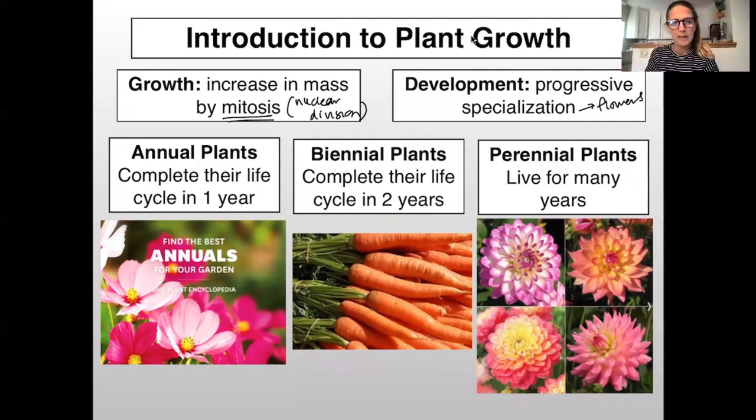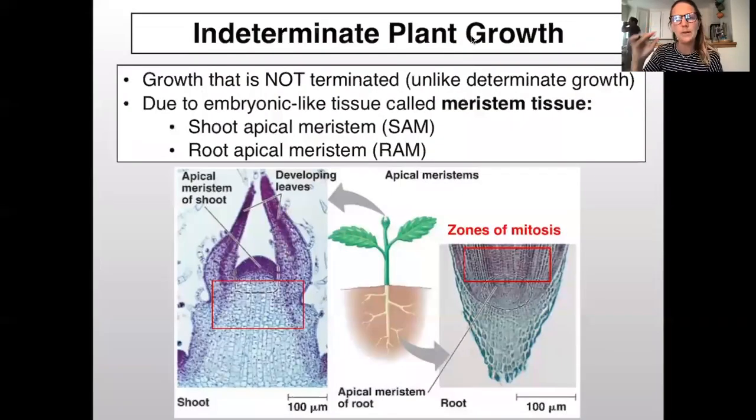So we have annual plants that complete their entire life cycle in 1 year. There are biennial plants that complete their life cycle in 2 years. And then we have perennials, and these live for many, many years. For example, these are dahlias. In my grandpa's garden, my grandpa planted dahlias years ago, and we get dahlias coming up every year, and we don't have to do anything. They live for many, many years, right?